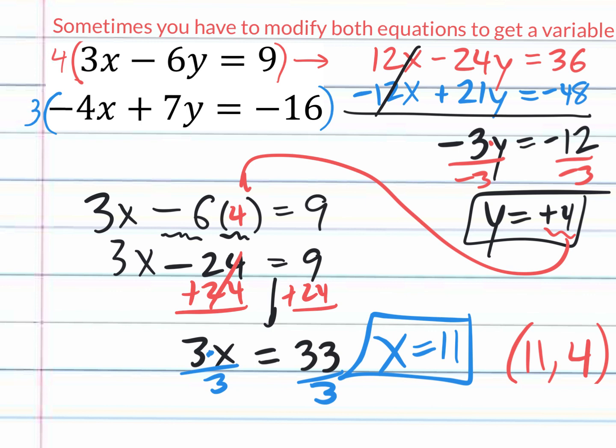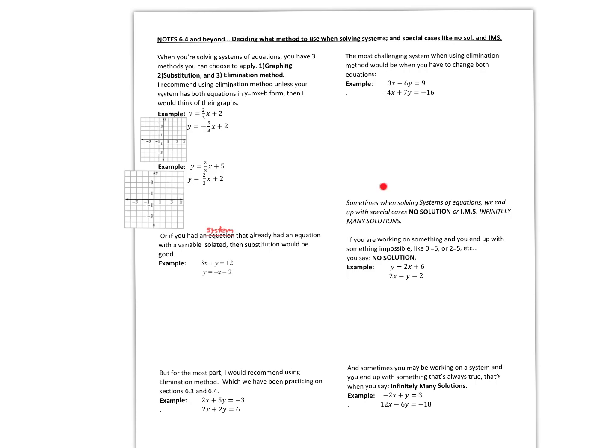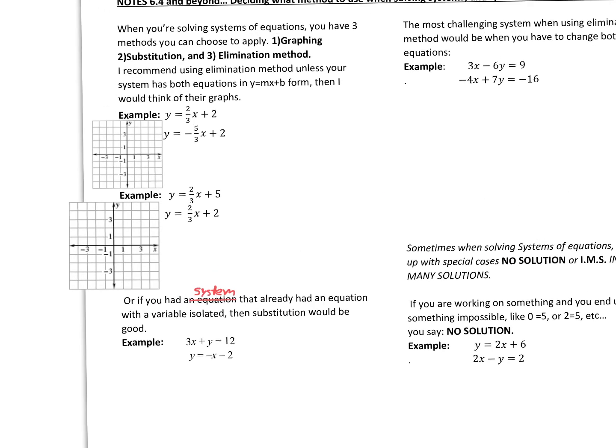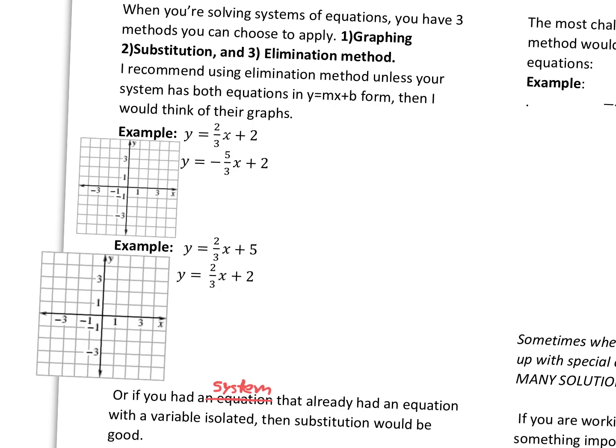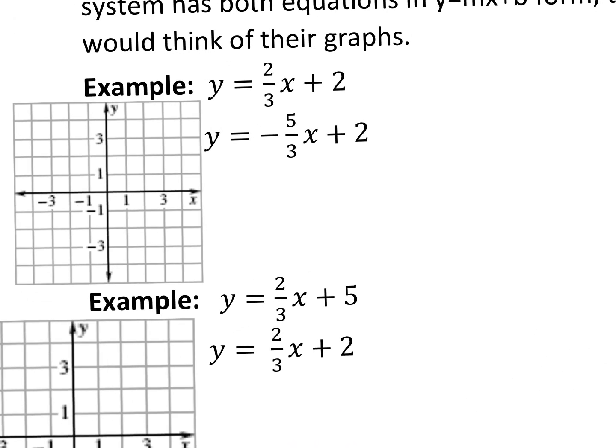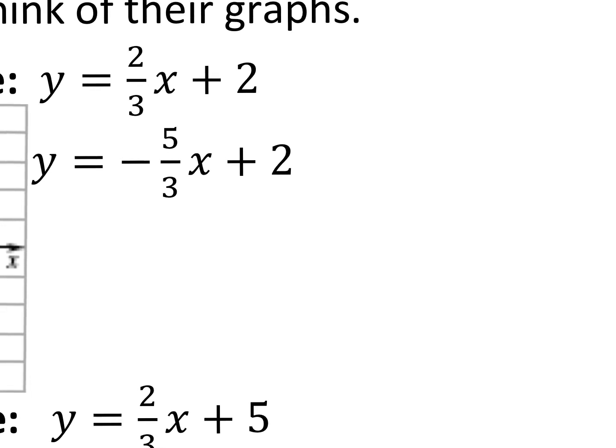So you could use elimination method on any system. Even if they tell you use a different method, you could still use elimination method. This worksheet right here was from a couple of weeks ago, and it went through showing you the different methods. Like right here, even though they're both in slope-intercept form, I could modify them and line them up. Like for example, if I did not want fractions, I could multiply by 3, multiply by 3, multiply by 3. That would give me a new equation that reads 3y equals 2x plus 6.